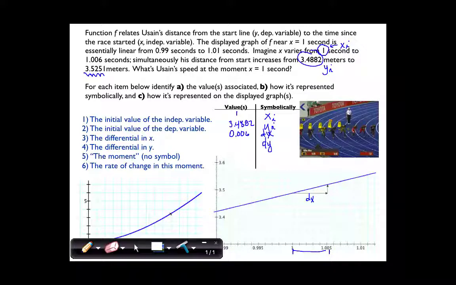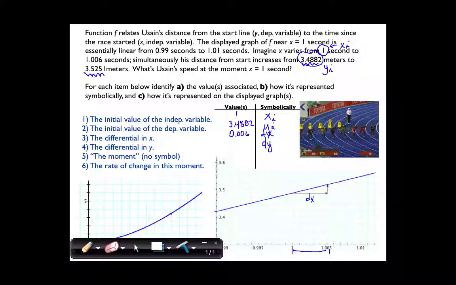But I can do y final minus y initial and find dy, because I do have both of them, which is good because we didn't know the m. If I knew x final minus x initial times m, I could get the change in y, but I don't know m. That's the whole problem here. We don't know how fast he's going.